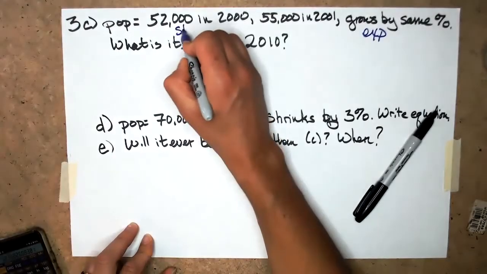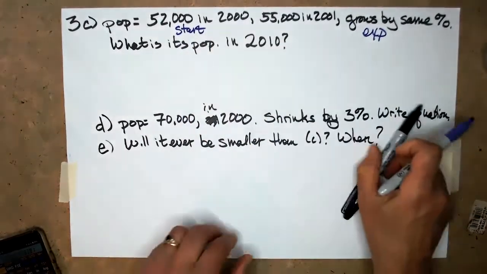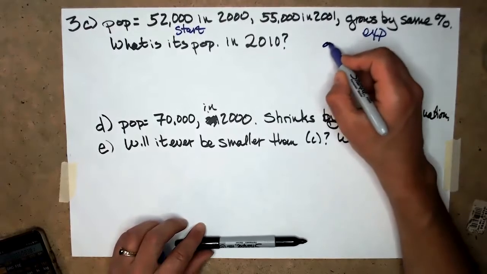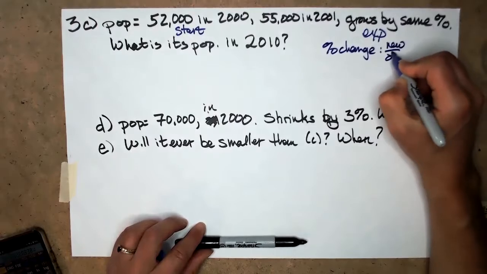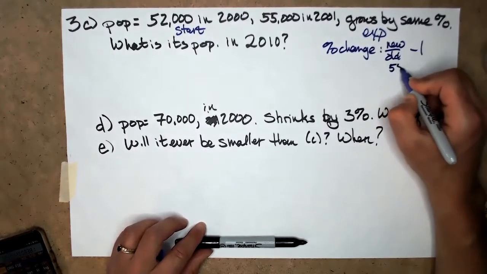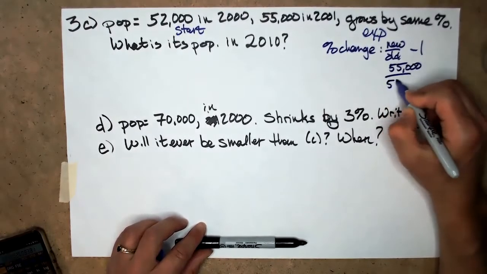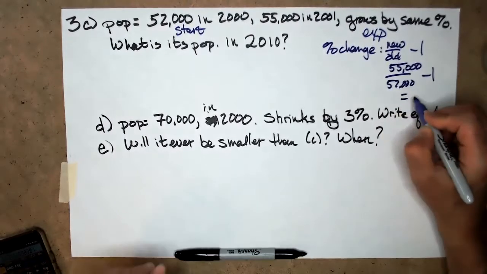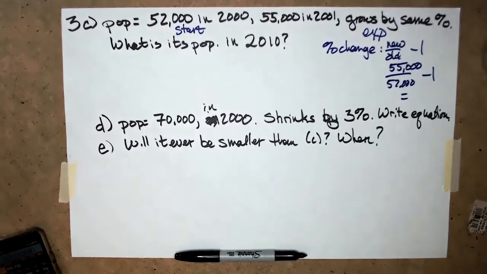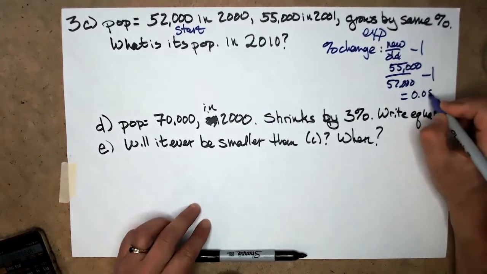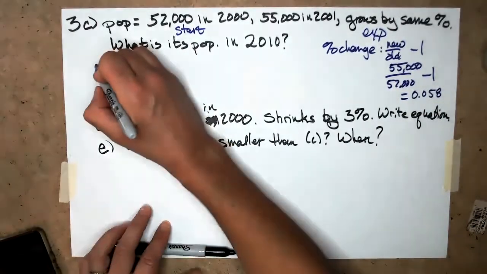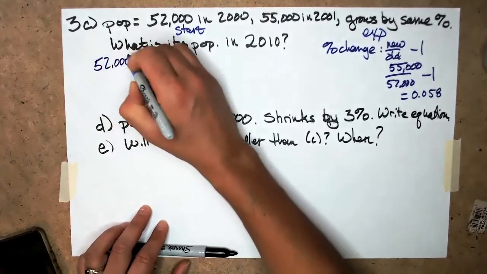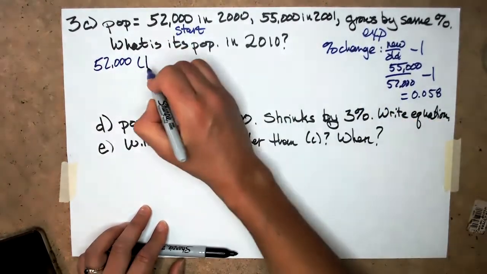I have a starting amount here, and I need to find the percentage change. So what is that percentage change? Well, we know how to do this: new over old minus 1. 55,000 over 52,000 minus 1 gives me a percentage change of 5.8%, or 0.058. So the equation for this city would be starting amount of 52,000 times 1 plus the rate of change.